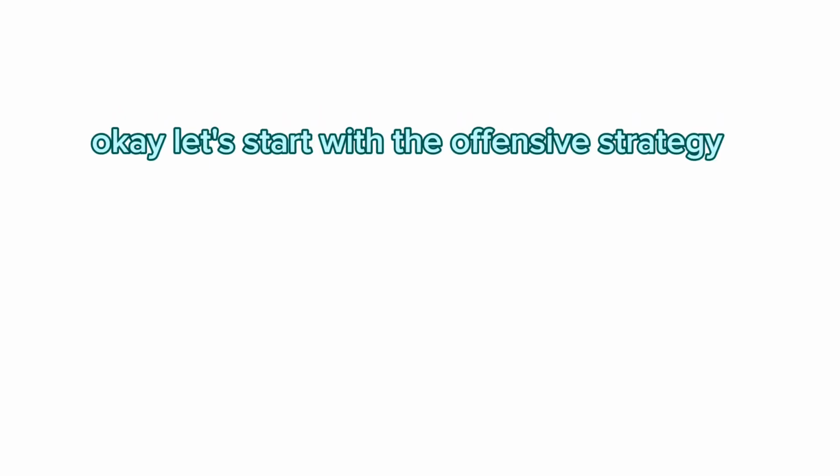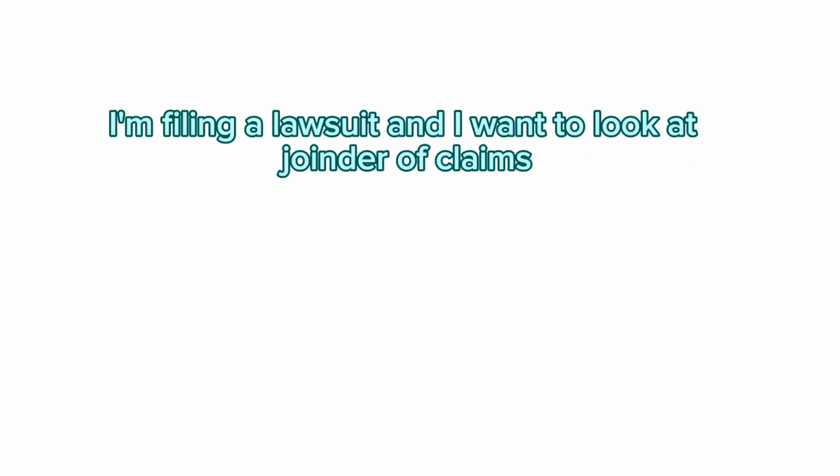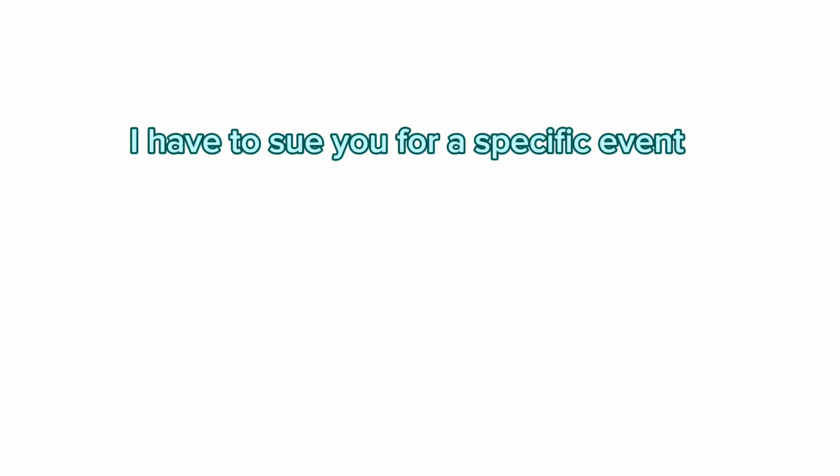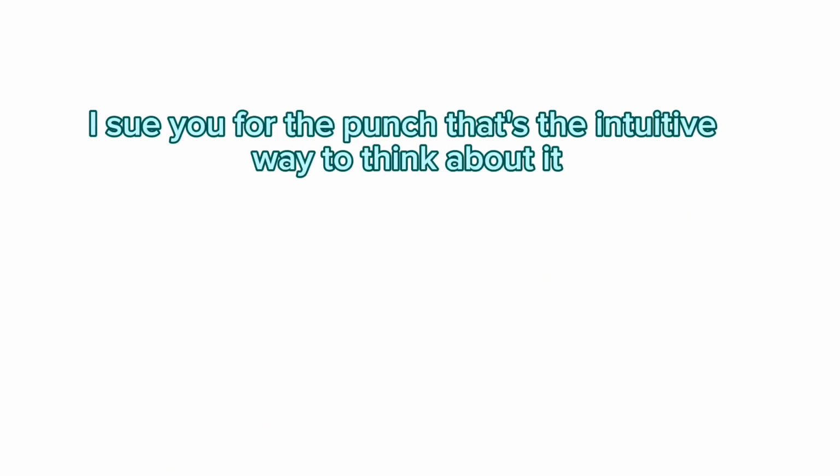Okay, let's start with the offensive strategy. I'm the plaintiff, I'm filing a lawsuit, and I want to look at joinder of claims, which falls under Rule 18. Now, before reading this, I assume that if I sue you, I have to sue you for a specific event. If you punch me in the nose, I sue you for the punch. That's the intuitive way to think about it.